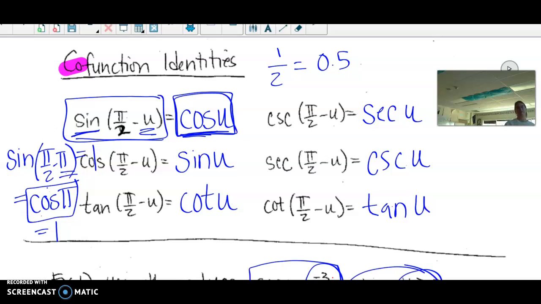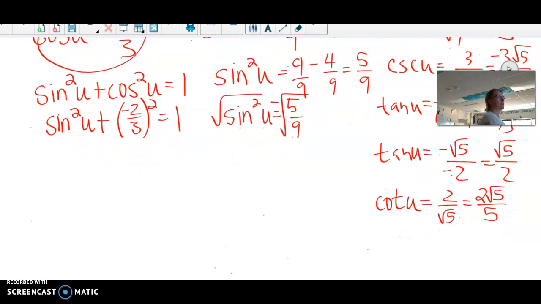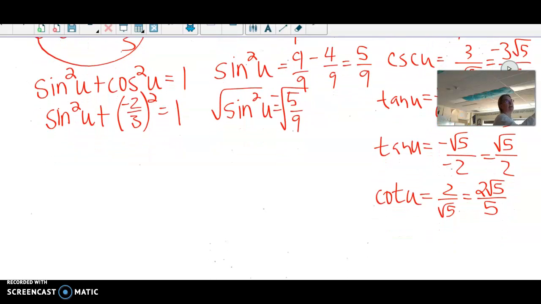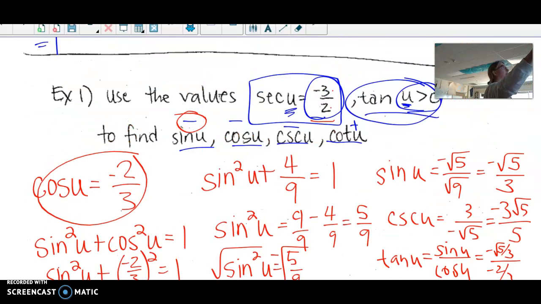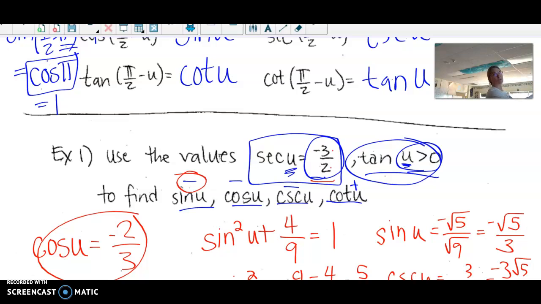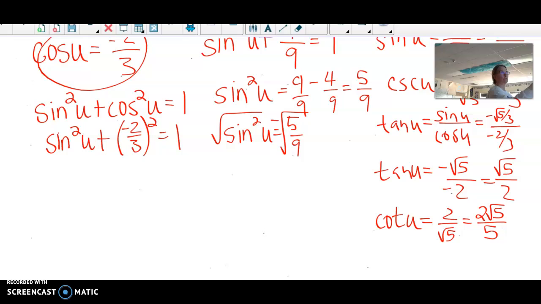Okay, so this is part 3 of our fundamental trig identities lesson. I got cut off on the last video. We were looking at how to find the tangent of u given that the secant of u was -3/2 and the tangent was positive. And so I left off here with the tangent of u equals -√5 over -2.